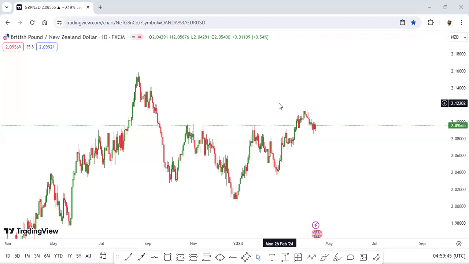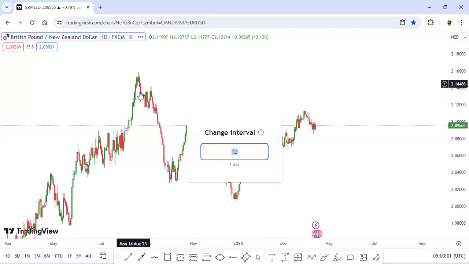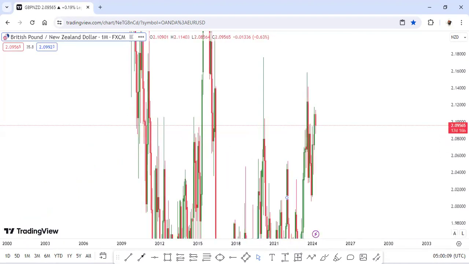So without wasting much of our time, let's head on to my weekly time frame, or my monthly time frame. This is where I normally start my analysis from. Then I head down to my 4 hours or 1 hour to take my entry. So with all being said, let's head over to my monthly and see what GBPNZD holds for us.